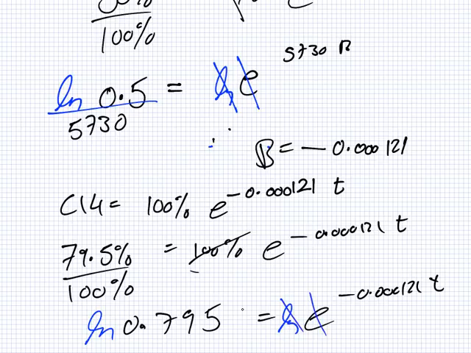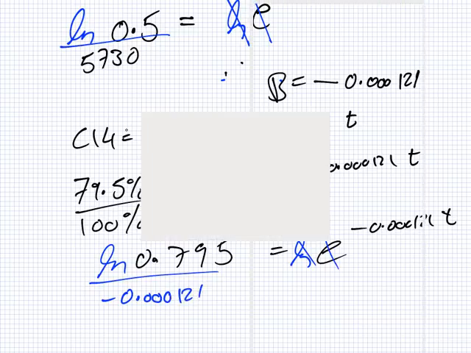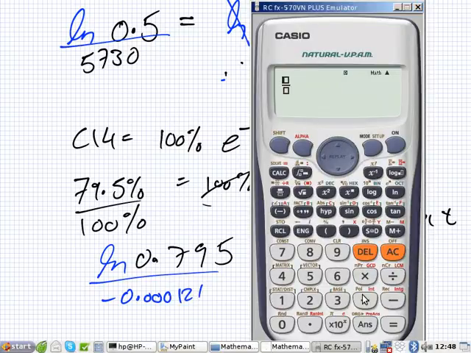Log cancels, log of that number divided by minus 0.000121. So that would be log 0.795 over minus 0.000121. 1,896. To two significant figures, that's 1,900.